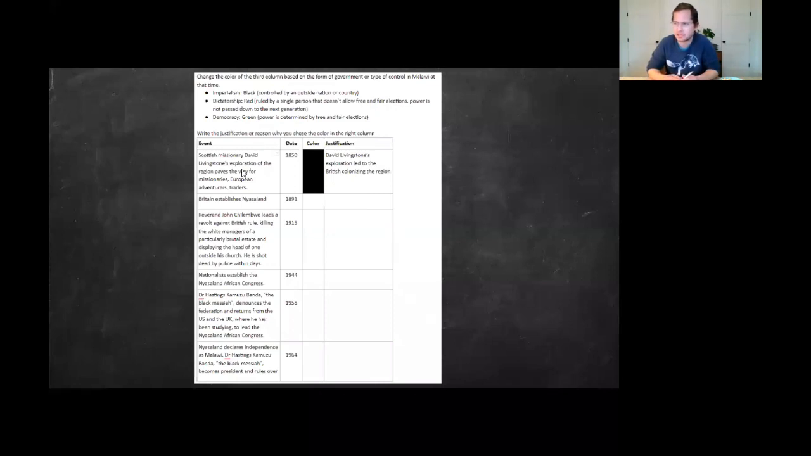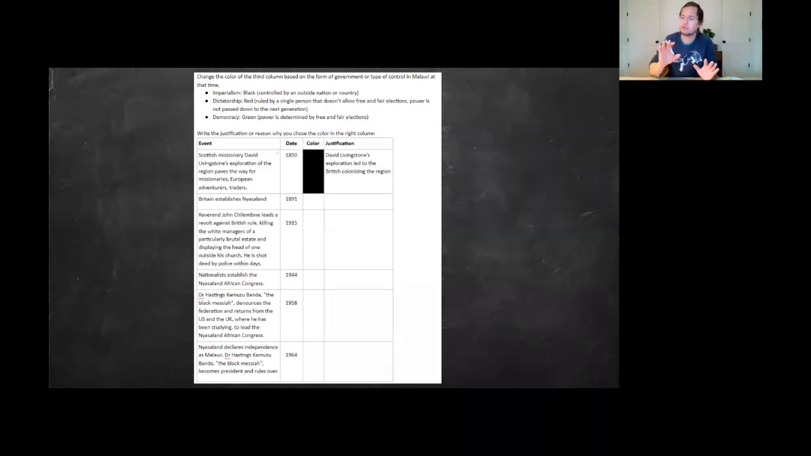If you look at this first one, I'll speak to it briefly, and then we'll get into the presentation. Scottish missionary David Livingstone's exploration of the region paves the way for missionaries, European adventurers, and traders. So David Livingstone, a Scottish missionary, came to Malawi and gave the nickname Lake of Stars to Lake Malawi, because it looked like stars at night, twinkling in the water. And he leads the way for the British to then follow and take control.